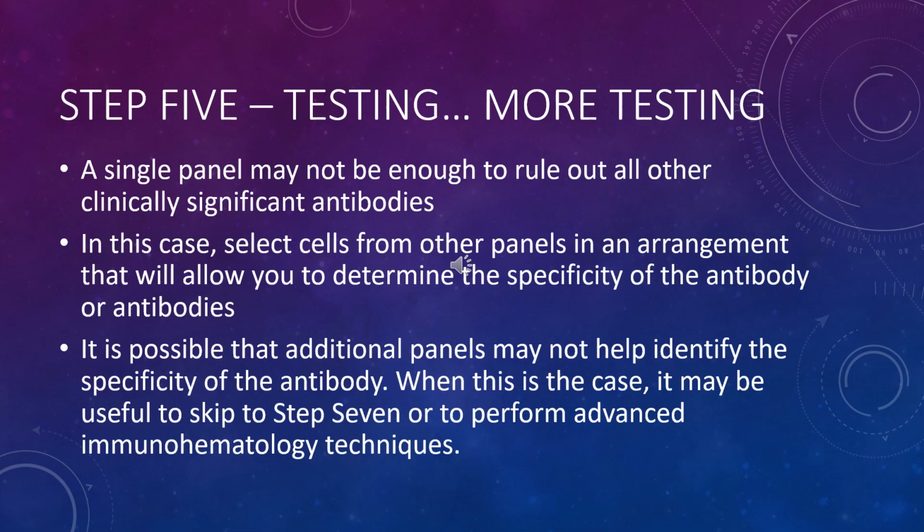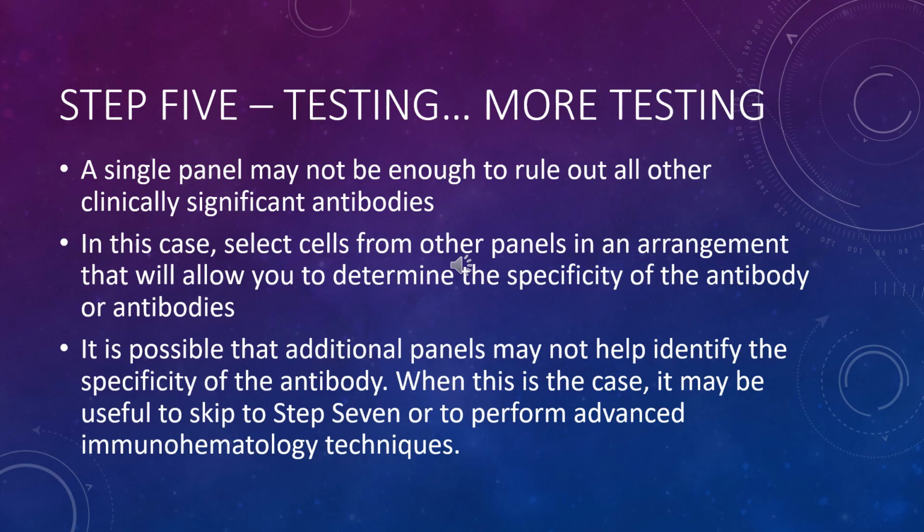So we can take a bit of a shortcut and test what we call selected cells rather than running another entire panel. And to do that, we would choose a cell that's homozygous positive for one of the remaining antigens, but negative for the others. And then we would choose another cell that's homozygous positive for a different remaining antigen and negative for the others.